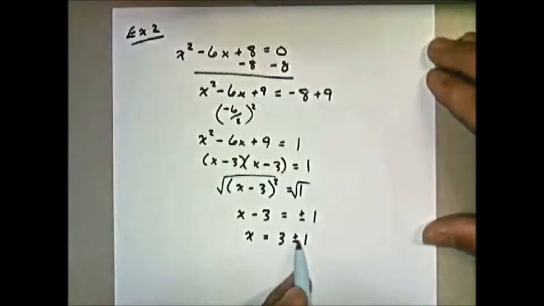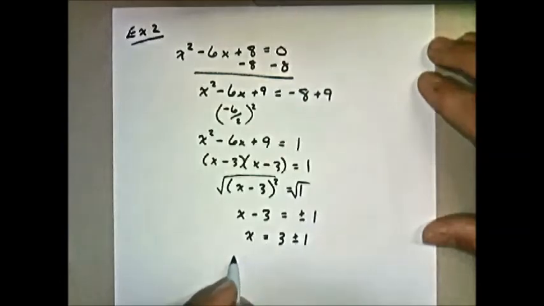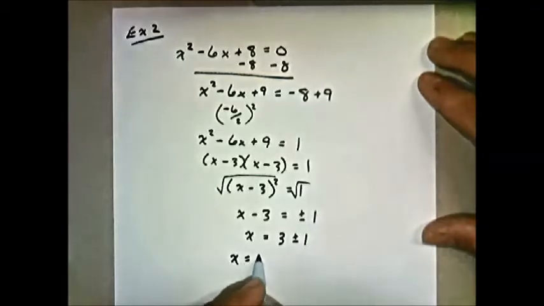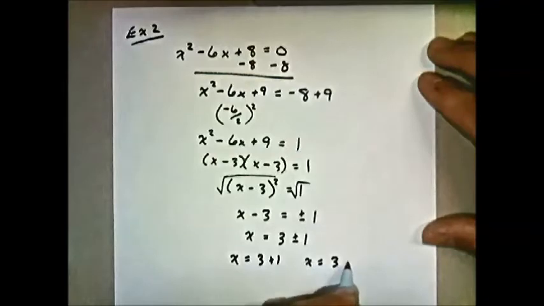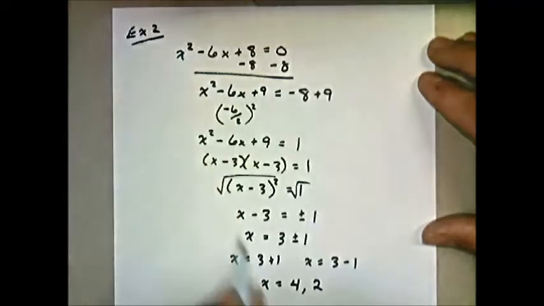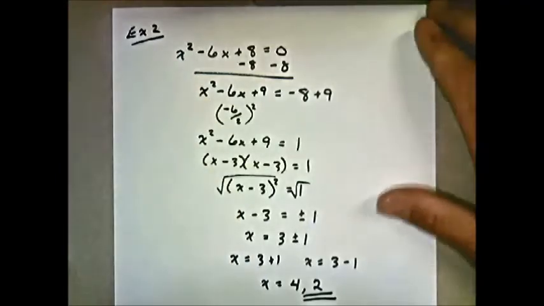Notice these are both whole numbers, so I can go ahead and add them together or subtract them from each other. So my two equations become x equals 3 plus 1 or x equals 3 minus 1. Simplifying each of these expressions, I get 4 and 2. Notice I have two answers. My degree is 2. And there's my solution.